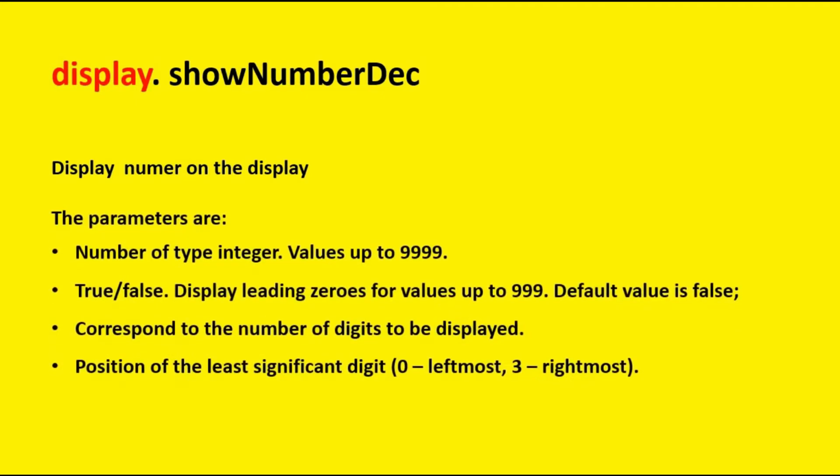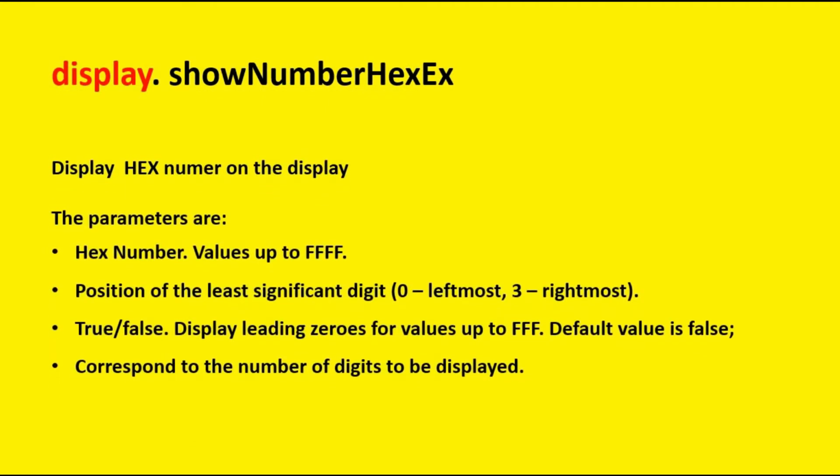There are a few other function arguments that can be used. The leading zeros can be switched on and off. We can provide the length of the number that we are trying to display, as well as specify which position, 0 to 3, it will start at when displaying the digit. The show number hex function is similar to the previous one, but used for displaying hex numbers.